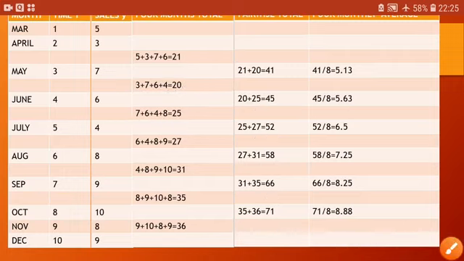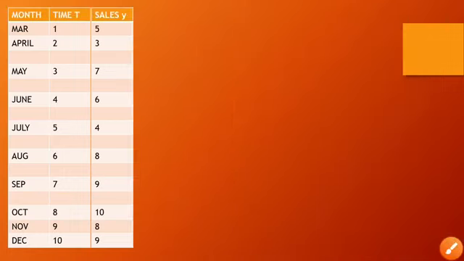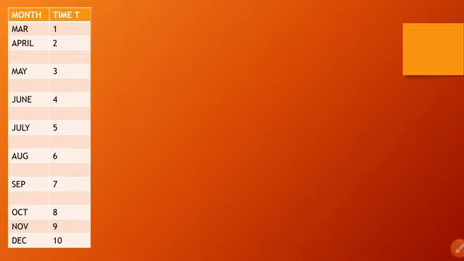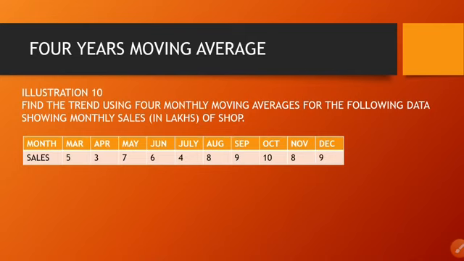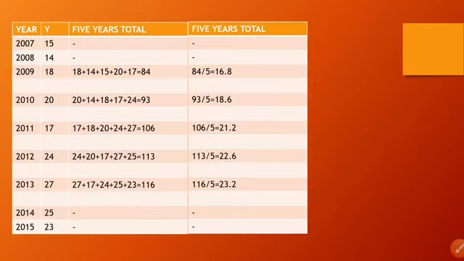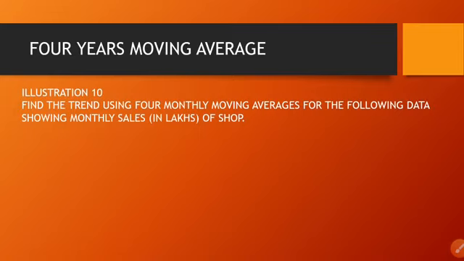Okay. So what we have done today? We have done today 5 monthly average, then 4 years moving average. So there were actually 3 topics: 3 years, 4 years and 5 years, and we have completed 3 years and 5 years moving average. And I have started 4 years moving average and I taught you how it works.